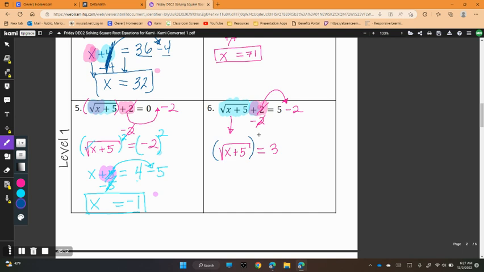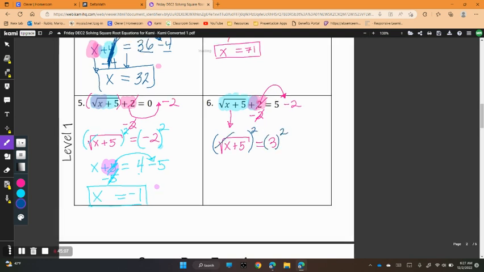Cancel this out by raising both sides to the power of 2. That cancels with that, and I'm left with x plus 5 equals 3 squared, which is 3 times 3, which is 9. I've got to bring this 5 over to the other side. So we can subtract 5 from both sides. Then I bring down my x, bring down my equal sign, and I've got 9 minus 5, which is 4.